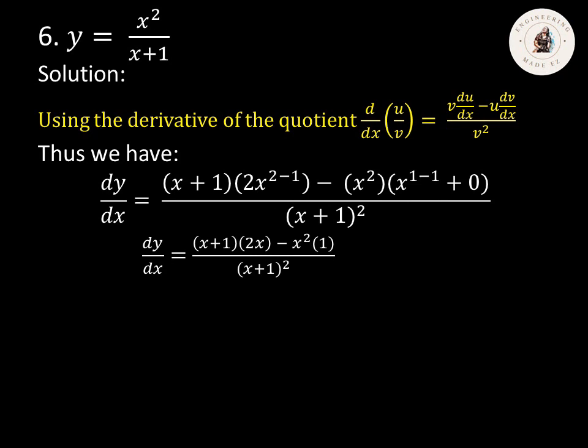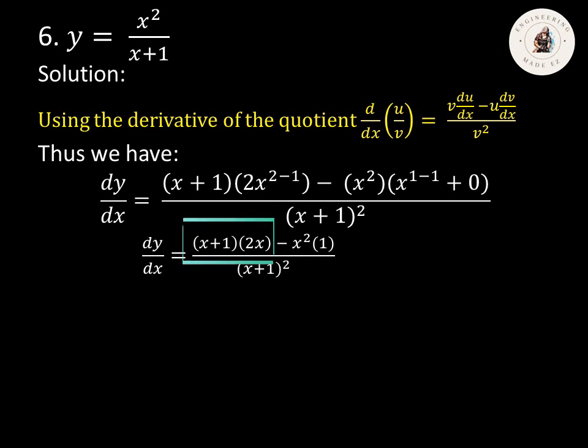So now we have our derivative of y with respect to x is equal to, we will just copy x plus 1. Then simplifying 2 times x raised to the power of 2 minus 1, so we have 2x, then minus, then we're going to copy x squared. Then simplifying x raised to the power of 1 minus 1, so we have x raised to the power of 0. Then we know that x to the power of 0 is equal to 1. So that's why we have times 1 here. Then all will be divided by x plus 1 squared.